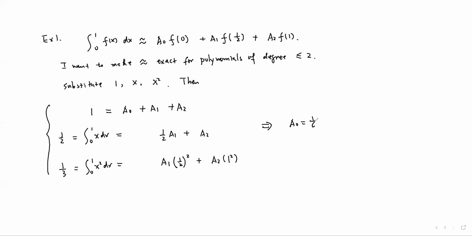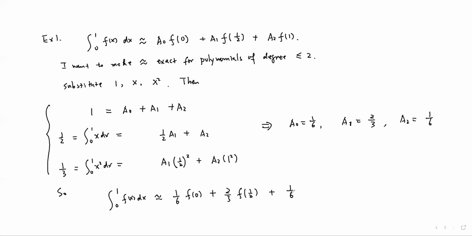A0 is 1/6. A1 is 2/3. A2 is 1/6. So therefore, we have a formula to compute this integral: 1/6 F0, 2/3 F(1/2), and 1/6 F1. Yeah, we have a formula.